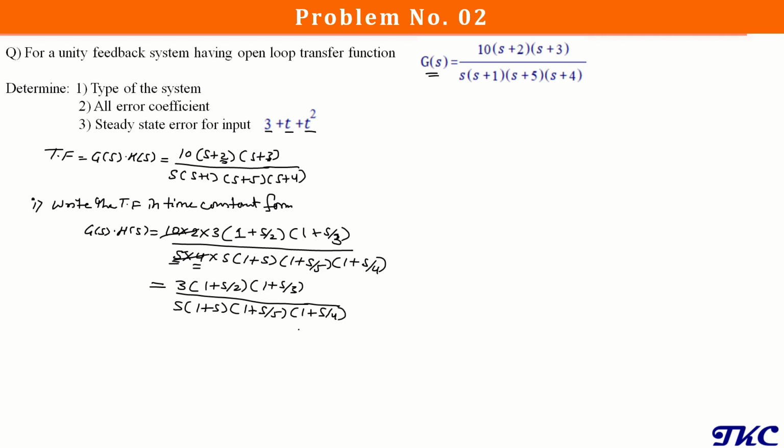Now based on this transfer function, we can directly comment on the type of system. Here we have one separate s. We know the power of this s is 1, so we can say that j is equal to 1 here. This indicates that it is a type 1 system.